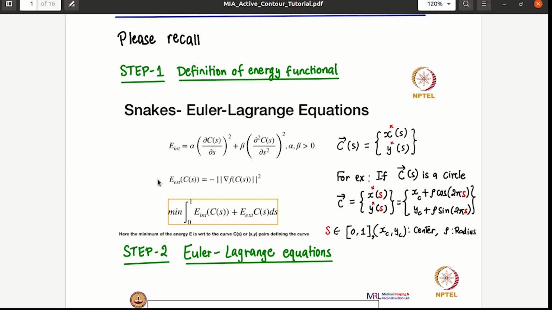Please note that C here represents the parameterized equation of snake. For example, the parameterized equation of a circle is shown on the right hand side. C vector is equal to x star and y star, and this is parameterized by S. Here the parameter S varies between 0 to 1.